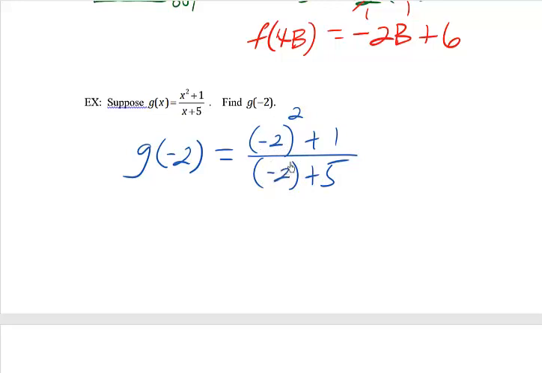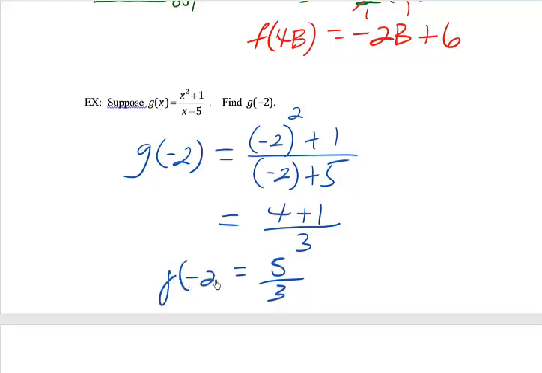And then I just have some math to work out, and I'll have my answer. That parentheses on the top is really important because the negative is inside the parentheses. That means it's negative 2 times negative 2, which is positive 4. On the bottom, I have negative 2 plus 5, which is 3. Wrapping up the numerator, I get a 5 up top, a 3 on the bottom. That doesn't reduce or simplify in any way, and so I'm finished.